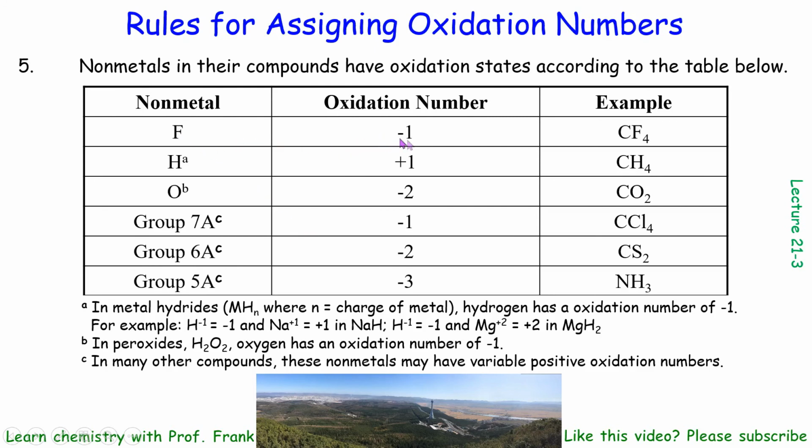Fluorine should always be negative 1. For hydrogen, except in metal hydrides, should always be positive 1. Oxygen, except in hydrogen peroxide, should always be negative 2. And group 7A, mostly negative 1. Group 6A can be negative 2. And group 5A can be negative 3. But those nonmetals may also carry oxidation numbers other than what is stated in here.